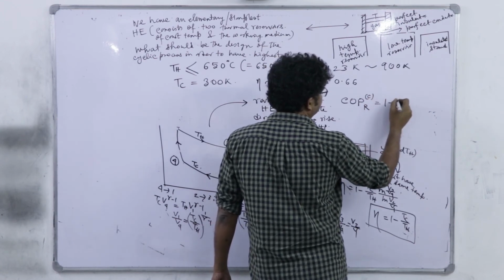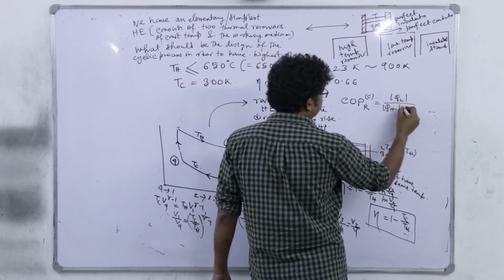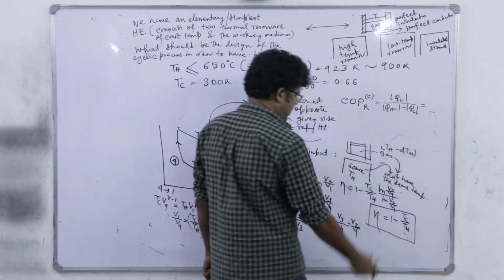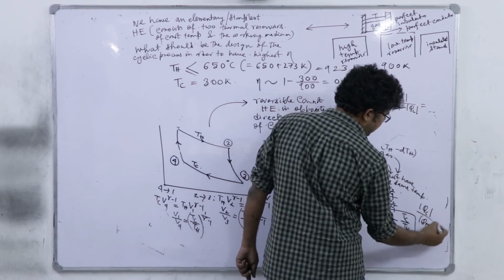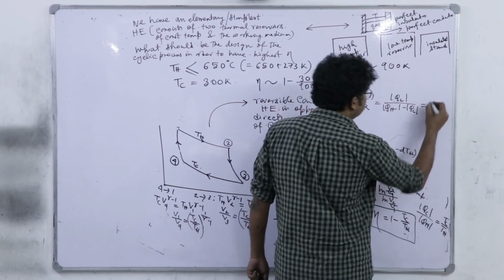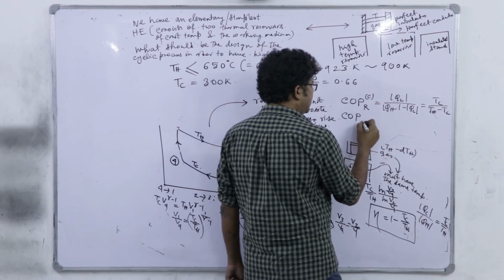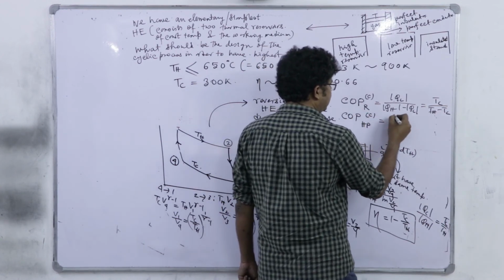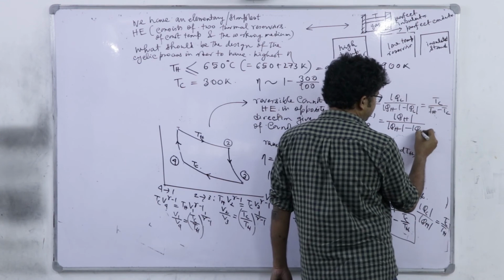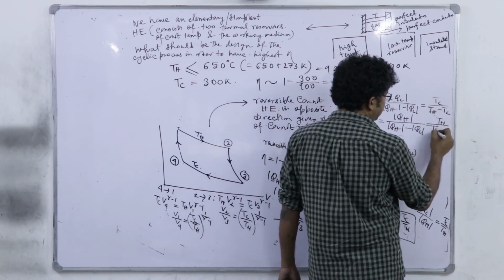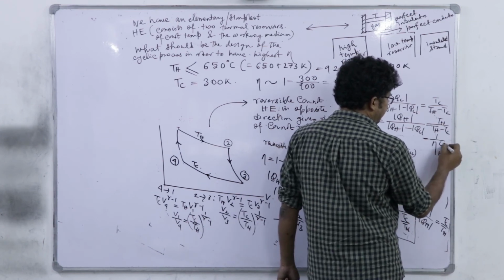And what will be the coefficient of performance of a Carnot refrigerator? It will be, as we have seen, mod QC divided by mod QH minus mod QC. Here you can understand that we are getting a very important equation, that mod QC by mod QH is basically TC by TH. So we can write it as TC divided by TH minus TC. And the coefficient of performance for a Carnot heat pump, the formal definition is mod QH by mod QH minus mod QC. So it is equal to TH divided by TH minus TC.